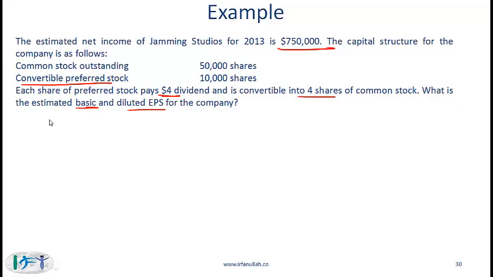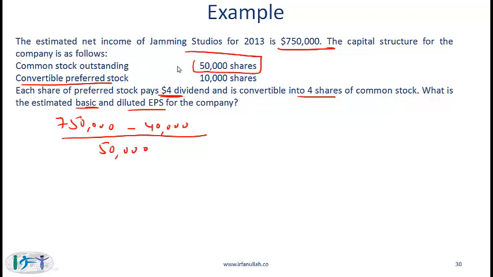The basic EPS should be easy. We take the net income of 750,000 and we subtract the preferred dividend, which is 4 into 10,000, so that is 40,000, divided by the number of shares outstanding, which is 50,000. Here we are making a simplistic assumption that the number of shares outstanding is 50,000 throughout the year. Our basic EPS is then 14.2.